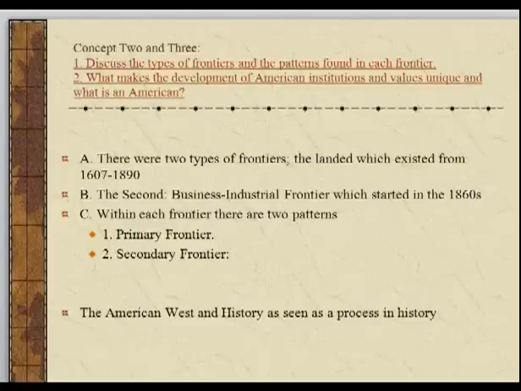All right. Looking at concept 3, what makes the development of American institutions and values unique, and what does it mean to be an American, right? In order to understand and appreciate the development of our institutions, we need to discuss them from a historical perspective. In studying the history of our country, one sees the evolutionary development of our political, economic, and social institutions from a simple colonial organism to the complex units that we have today.